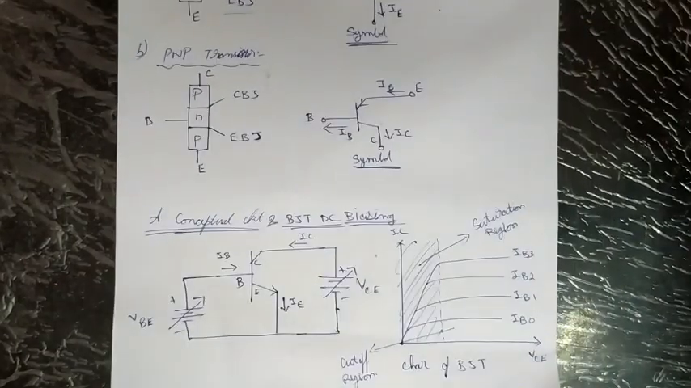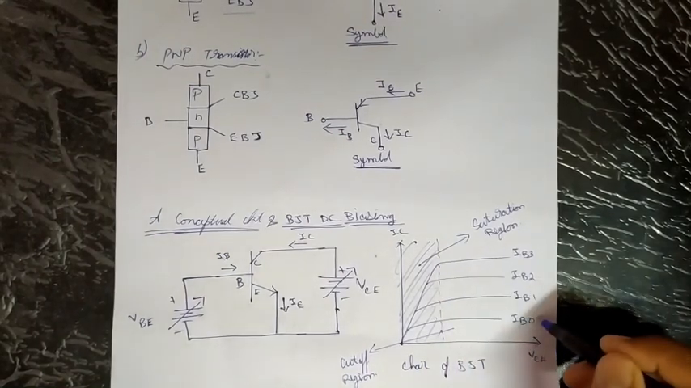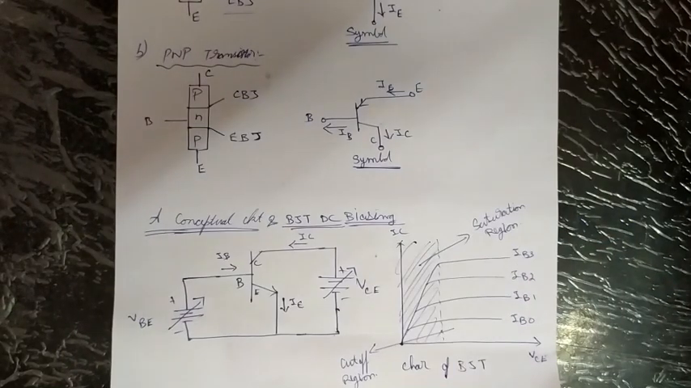This is the cutoff region, it starts from here, and this is the saturation region. We have a number of values 1, 2, 3, 4, 5. So these are the characteristics of the BJT DC.